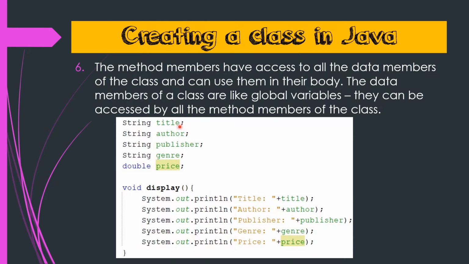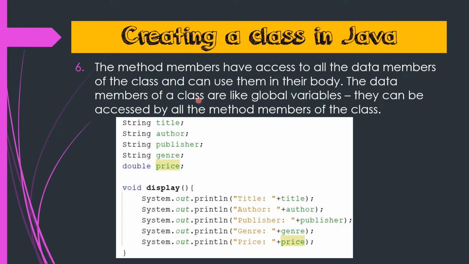Now, these are the data members, and this display is the method member. So, this method member will have access to all the data members of the class and can use them in its body. This means the method member display can use all these data members in its body, and you can see here in the body of the method member we have used all the data members that we have defined here.